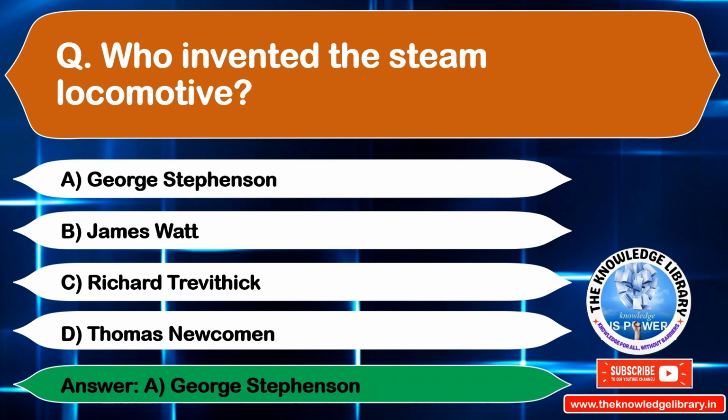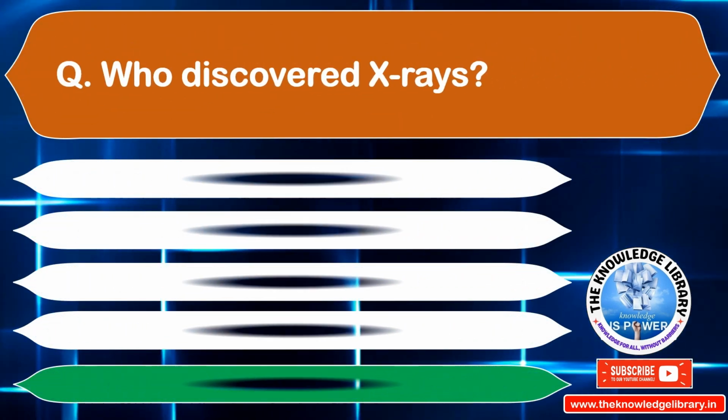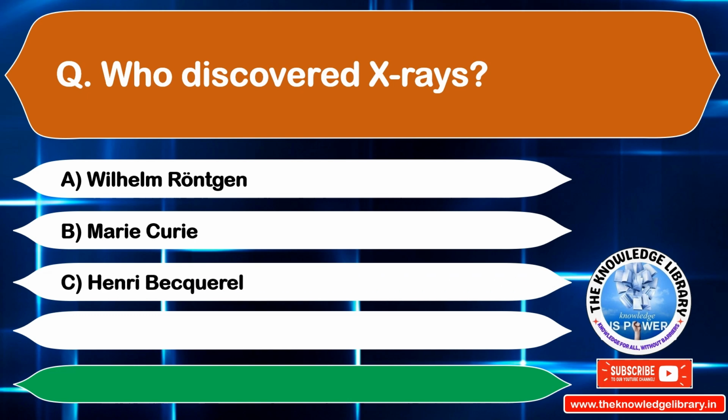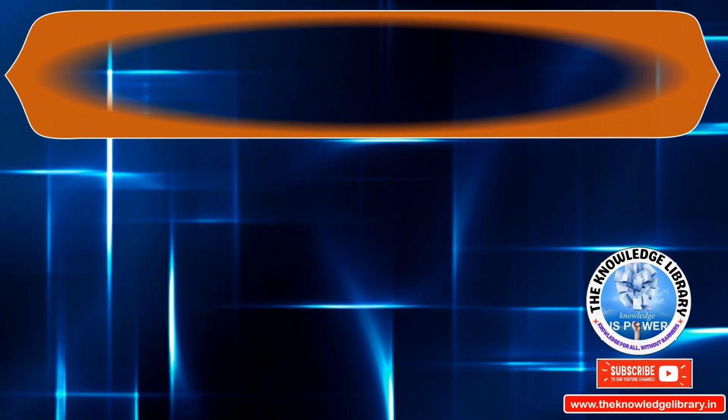Move to the next question. Who discovered X-rays? Option A. Wilhelm Röntgen. Option B. Marie Curie. Option C. Henry Becquerel. Option D. Nikola Tesla. The correct answer is option A. Wilhelm Röntgen.